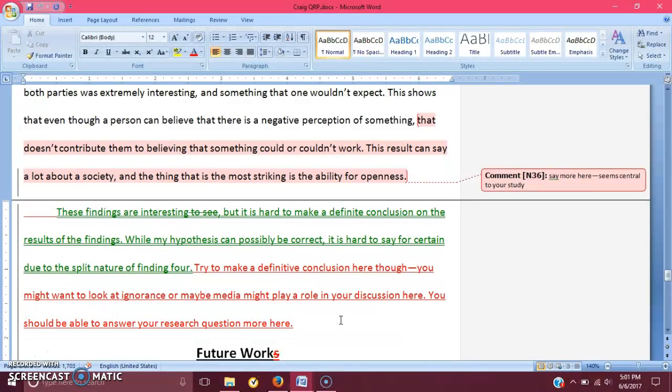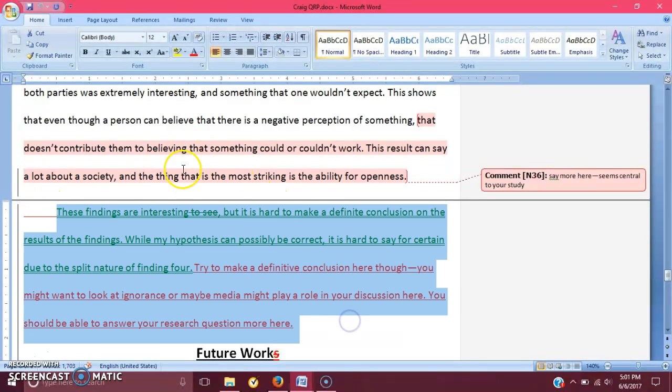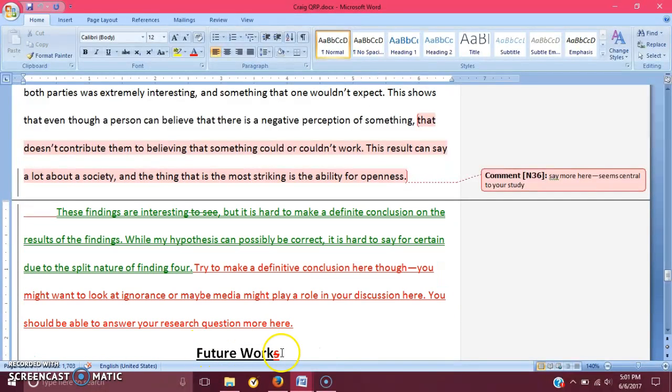So again, arrive at a consensus, and that should be your conclusion paragraph in your discussion section and before your future works. Don't pay attention to how the student formatted his paper. This is all wrong in terms of using the template. He had to change that, so ignore that, please. All right.